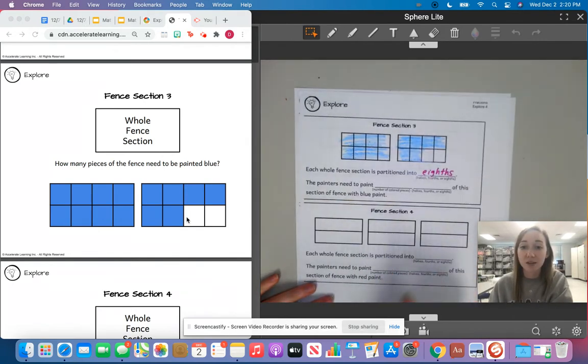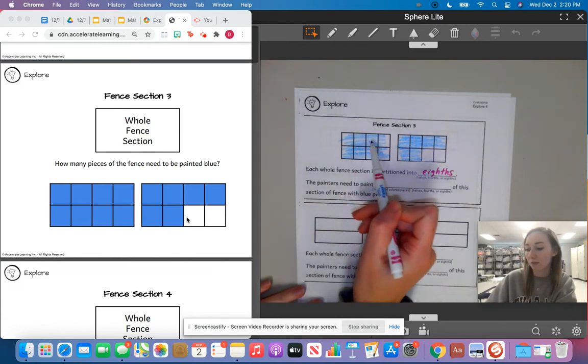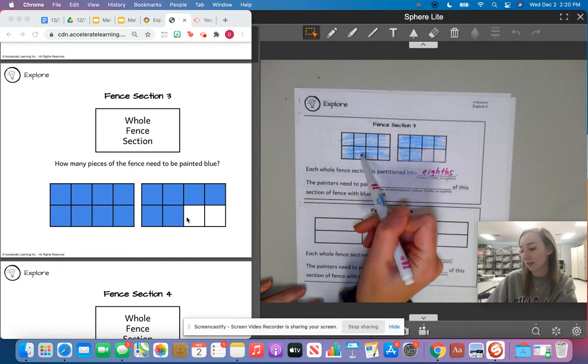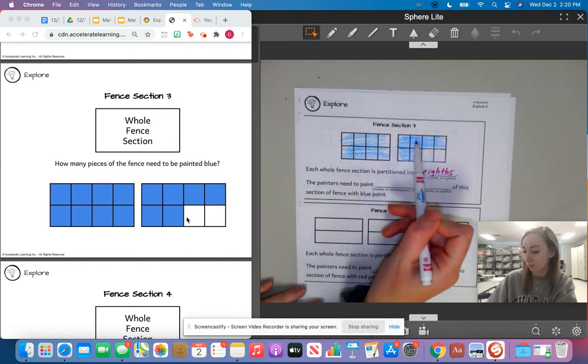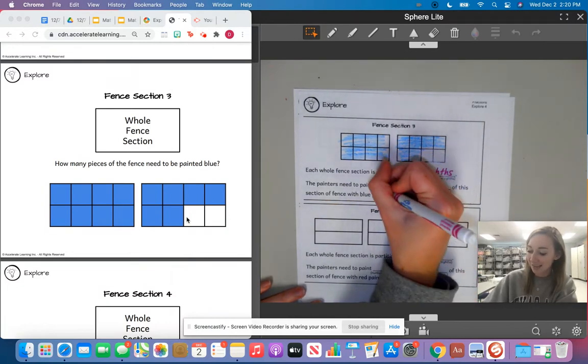The painter needs to paint how many of the sections or parts blue? How many parts are they going to paint blue? Well, they're going to paint 1, 2, 3, 4, 5, 6, 7, 8, 9, 10, 11, 12, 13, 14. So 14.